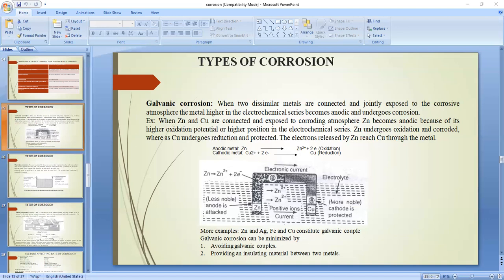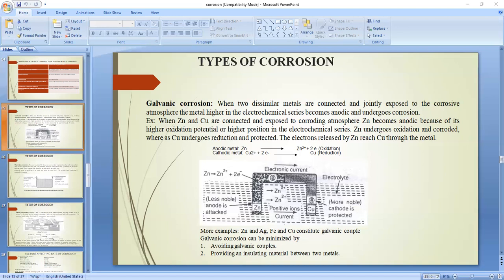Next, coming to the waterline corrosion. In case of waterline corrosion, we just take a huge tank. It's a steel tank. In a steel tank, half of the level is filled with water, such that just beneath the waterline, the rust is being formed. The rust is being formed just beneath the waterline, not above the waterline.